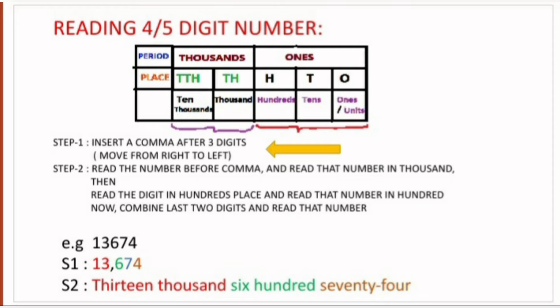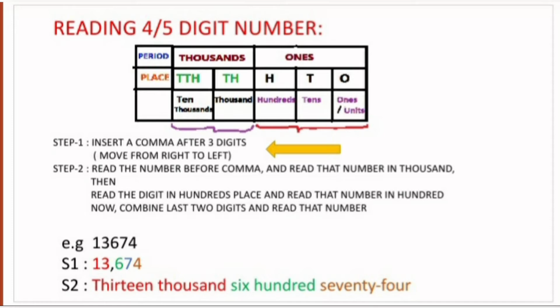Now the first step is to write the places as ones, tens, hundreds, thousands, 10,000s. Now you need to insert a comma. So where will you insert the commas? That is after the period gets over. When you move from right to left, once a period gets over after 3 digits.